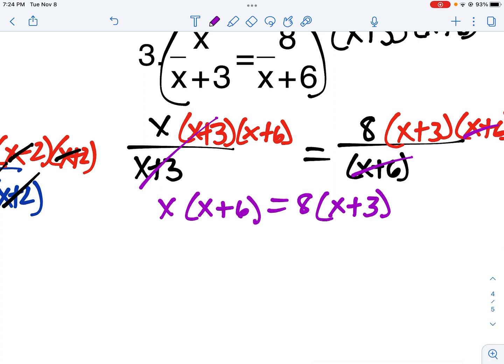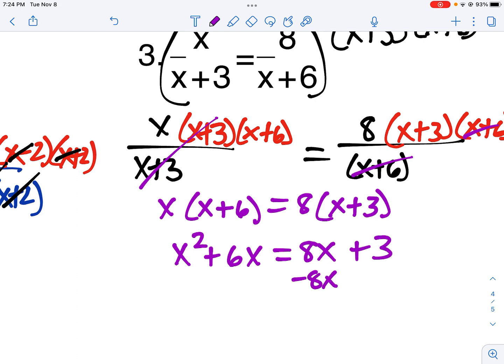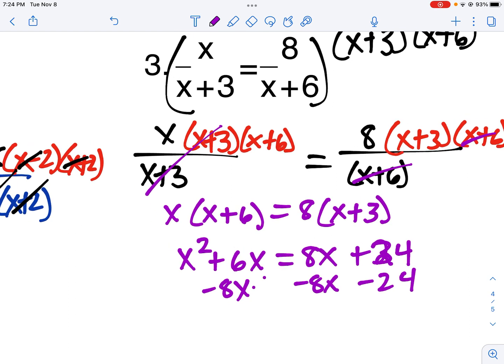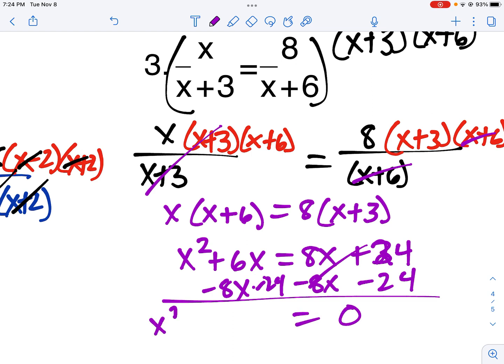So let's do some distributing. We have x squared plus 6x equals 8x plus 24, excuse me, I mean 8 times x plus 3 gives 8x plus 24. It's a quadratic, so we set it equal to 0. So minus 8x minus 24. So over here we have 0. And on this side we have x squared minus 2x minus 24.